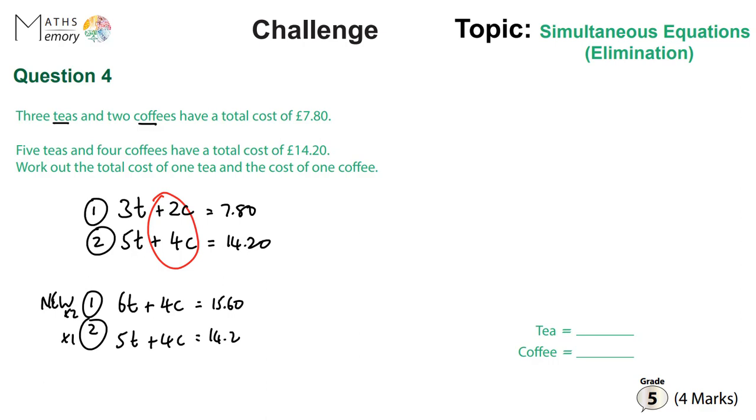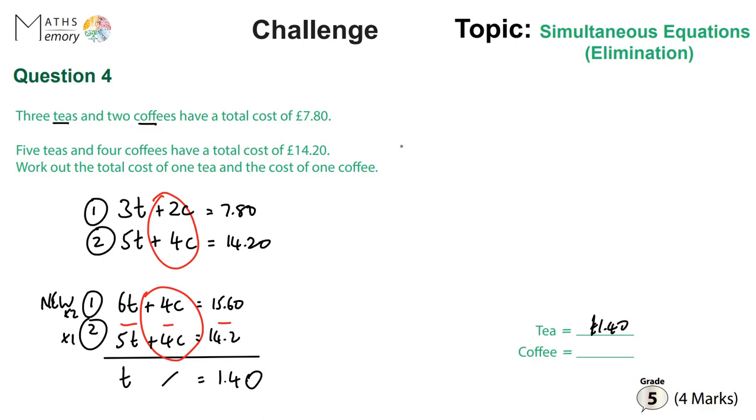Let's look at the C's now, because the C's have the same coefficient, we simply take them away, because it's a plus 4C and a plus 4C as well. Take them away from each other. So 6T take away 5T gives us 1T. This is 0, and this take away this will give us 1.4. £1.40. So that's how much a cup of tea is.